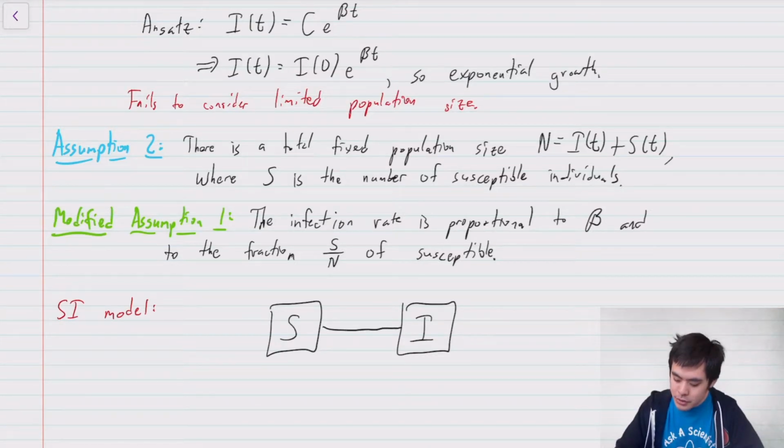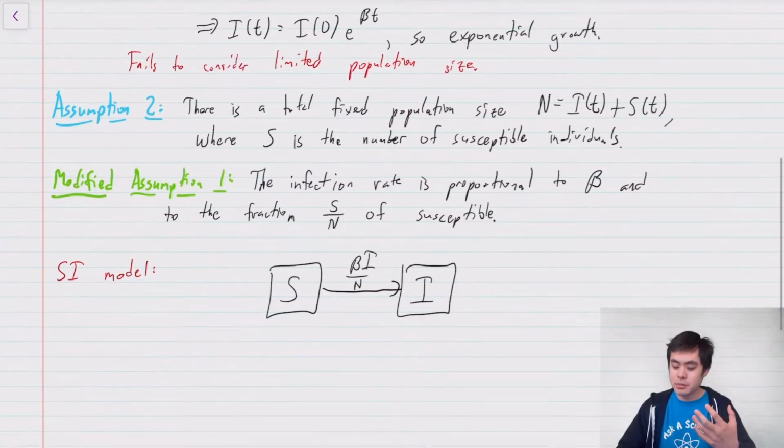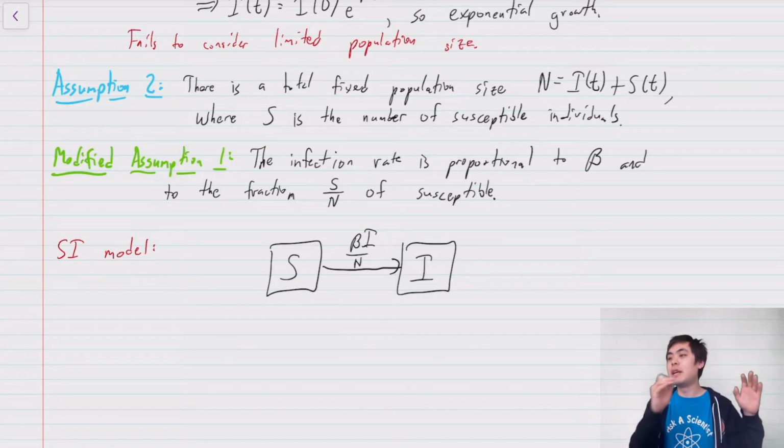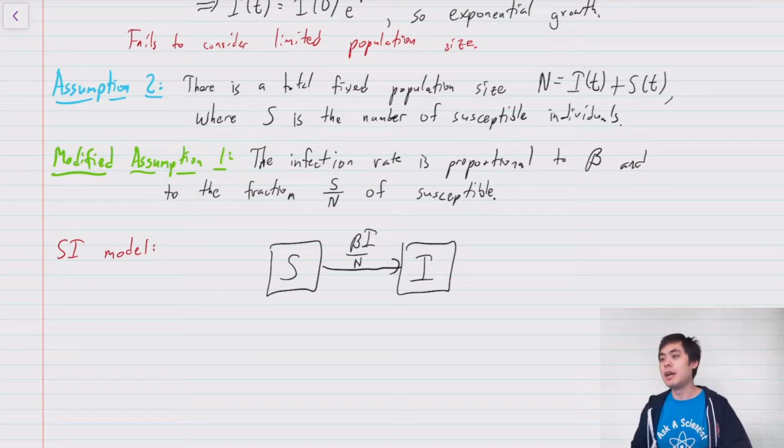So, what's this rate? Well, the infection rate is proportional to beta, and it's proportional to the fraction. So it's going to be proportional to beta, and it's going to be proportional to S, and it's going to be proportional to I and n. So we're going to write this as beta I over n, because what we're saying in writing out this compartmentalized model is that for every one of the individuals in S, we have this rate going from S to I of beta I over n.